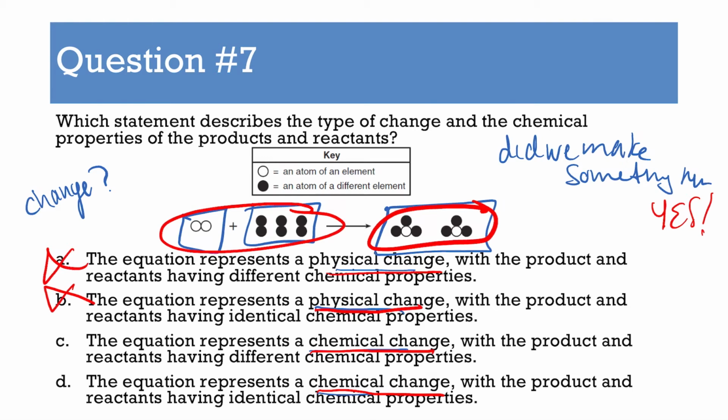So choice C says the product and the reactants have different chemical properties, and D says products and reactants have identical chemical properties. So think back to the example when we had mentioned sodium metal and chlorine gas. Sodium metal is an explosive metal when you put it in water, and chlorine gas is toxic. But when you put them together to make NaCl, you have table salt, which you put on your food. So that means the different chemicals have different chemical properties, and that is answer choice C.